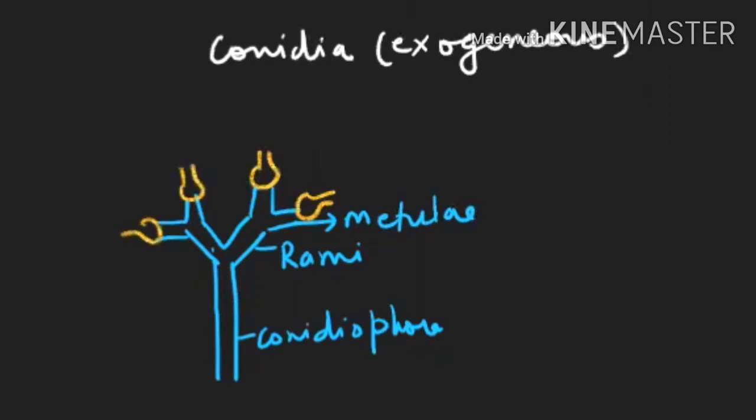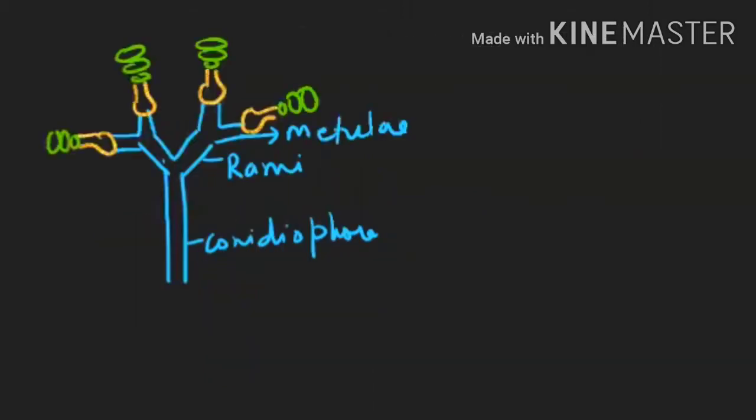And on this phialid or sterigmata, we are finding the chain of conidia present, which show the basipetal arrangement. Basipetal arrangement means we have to remember where the young is present. If you see the diagram, you are finding the young is at the base. The conidia are present in the basipetal arrangement. So this is conidia, and let me do the labeling for you. This is known as sterigmata.